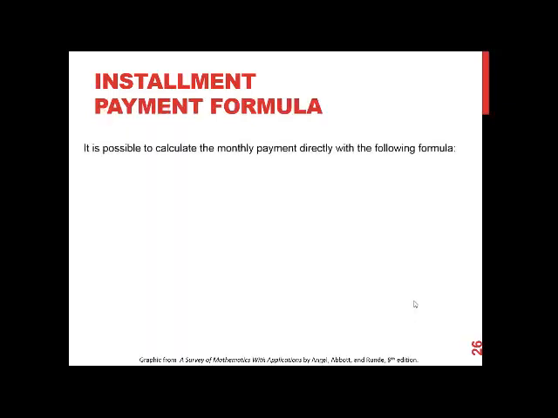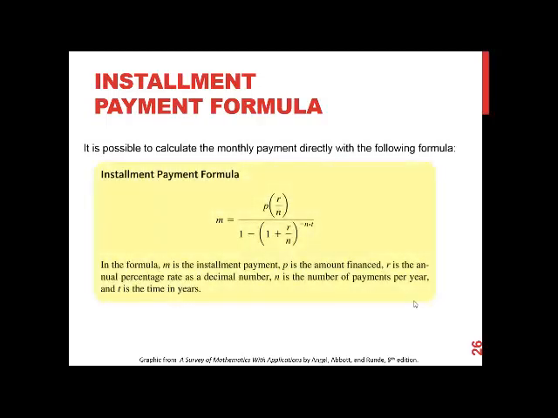So, installment payment formula. It is possible to calculate the monthly payment directly using the following formula. M equals P times R over N, all over 1 minus 1 plus R over N, the quantity raised to the negative NT. That's hideous, ugly, and that's why we're going to use a table instead.